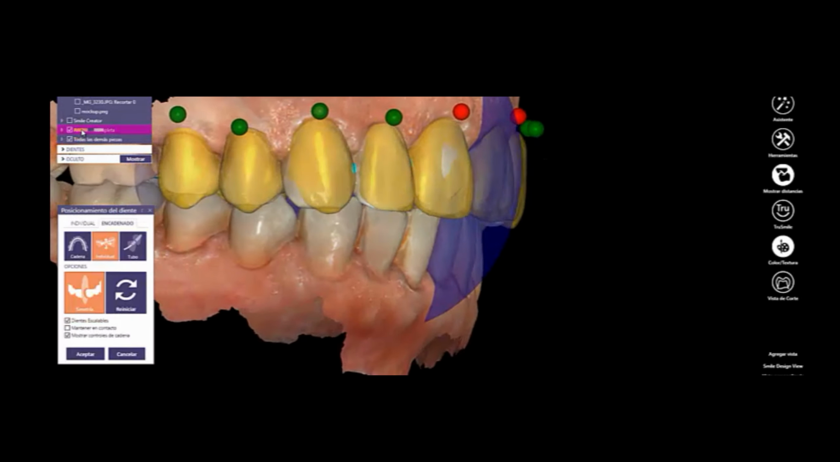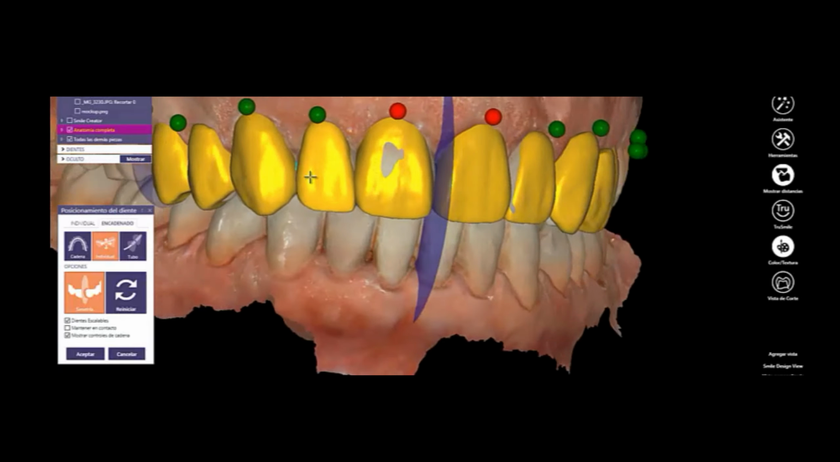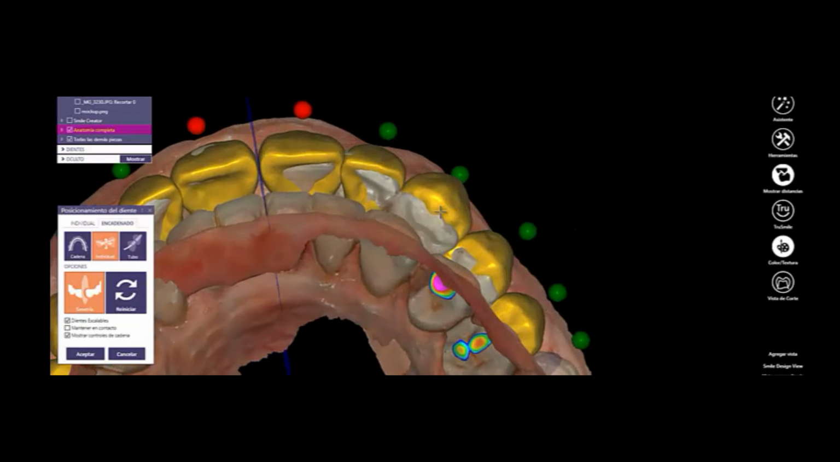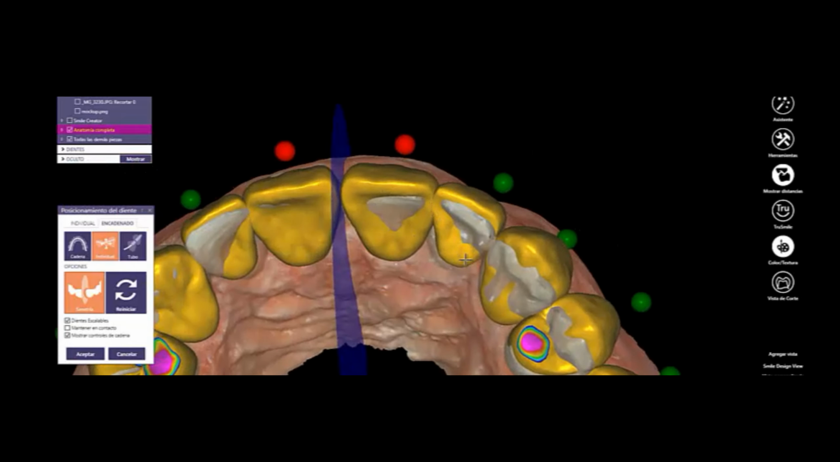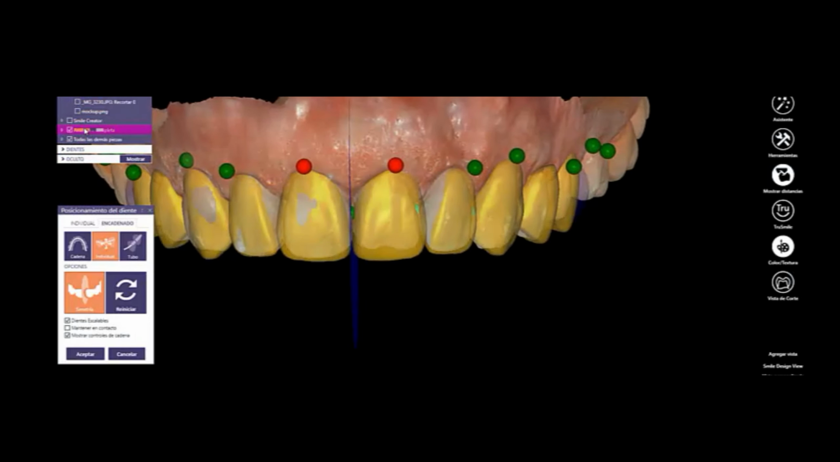You see how they wax up super fast. They start increasing the length, opening the embrasures. Time ago, when we had to do it with the wax-up, it took much more time than here.